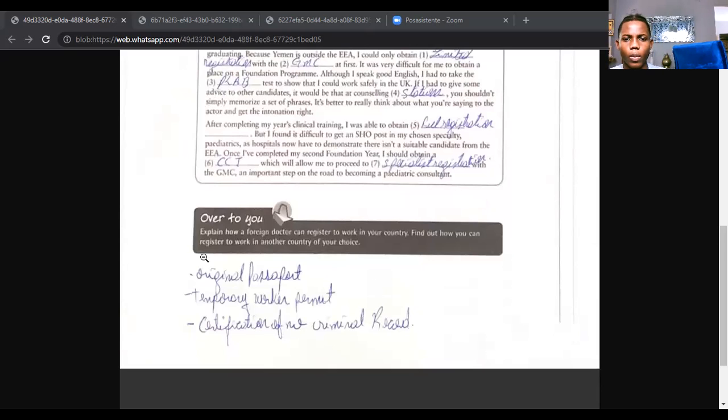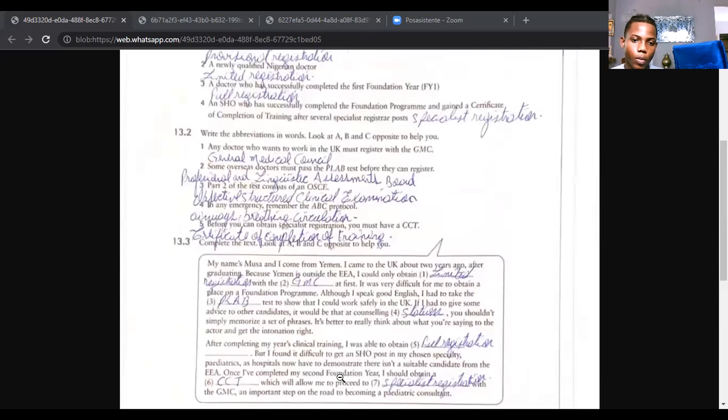Explain how a foreign doctor can register to work in your country. Find out how you can register to work in another country of your choice. Original passport, temporary worker permit and certification of no criminal record.